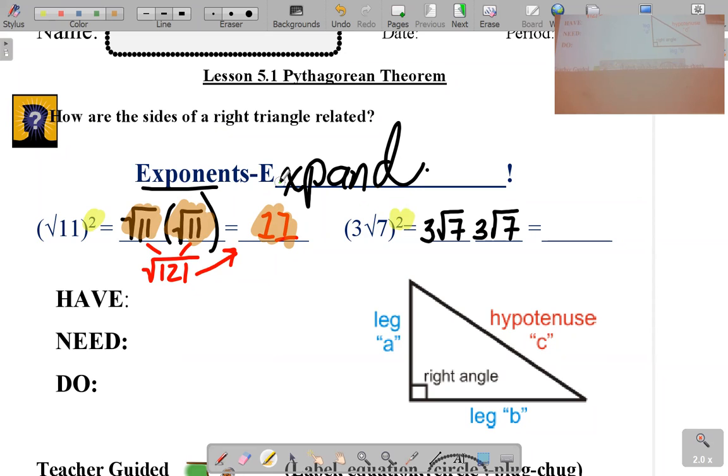Root 5 times root 5 is? 5. Root 6 times root 6 is? 6. Root 7 times root 7 is? 7. Root 13 squared. 13. Yeah, root 13 squared, folks, means root 13 times root 13, which is just 13.